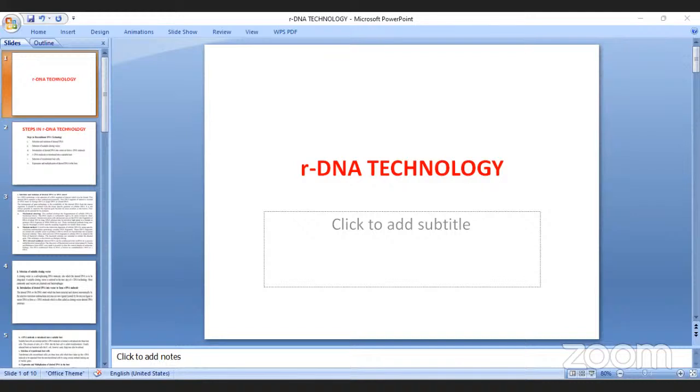But we can get the new character. New character means desirable character. In the natural phenomenon, during crossing over or DNA recombination, the next generation characters may be desirable or undesirable. But if we want only desirable characters, go through this technology, recombination technology.